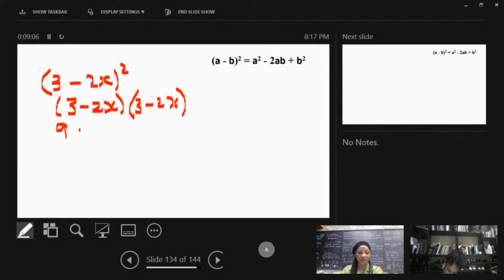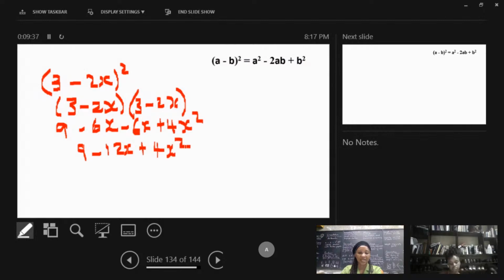3 times negative 2x is negative 6x. Negative 2x times 3 is negative 6x. Negative 2x times negative 2x is positive 4x squared. Simplifying the middle in here, so we'll have 9 minus 12x plus 4x squared.